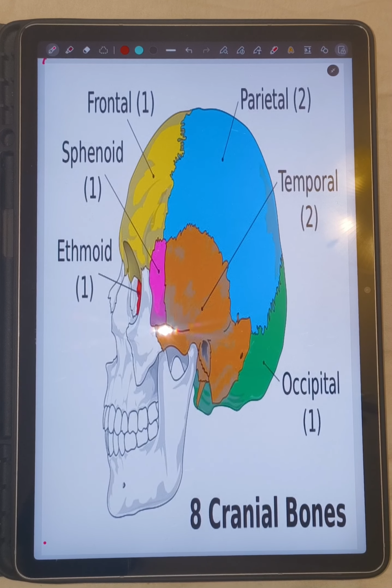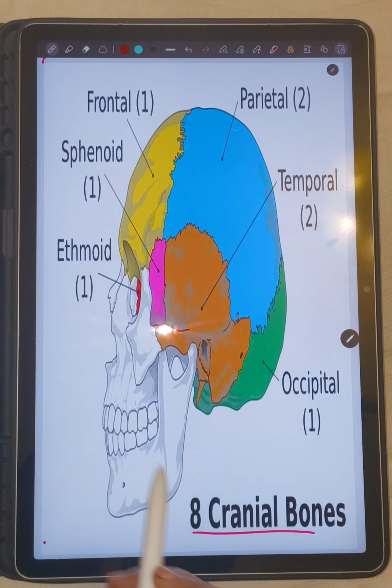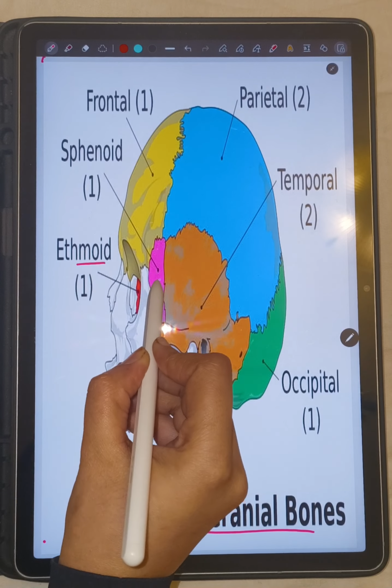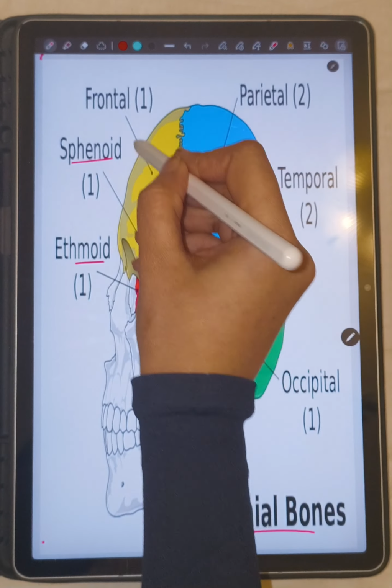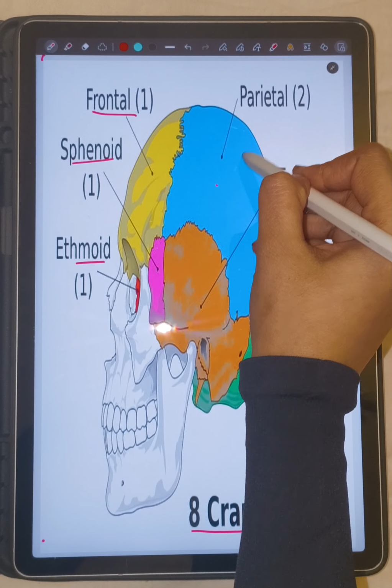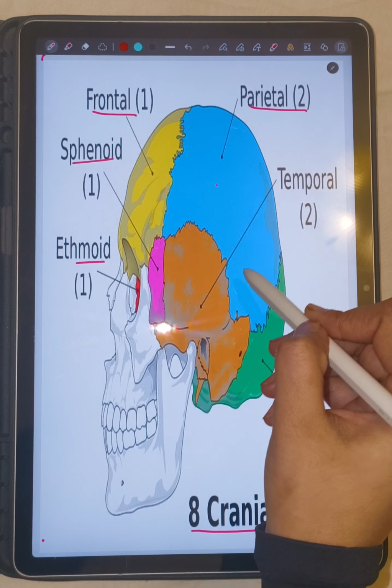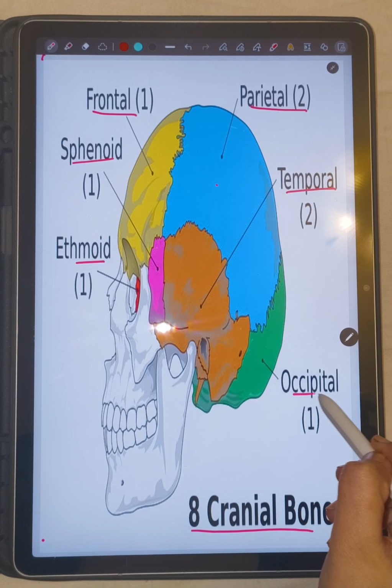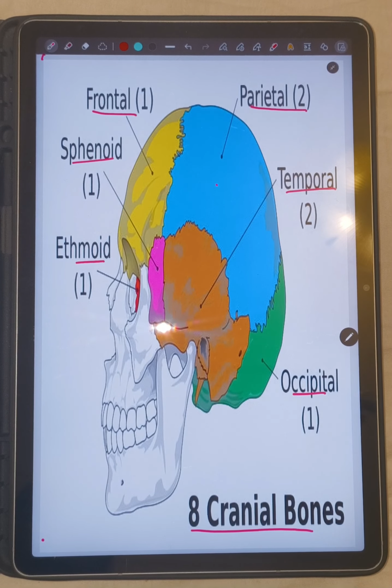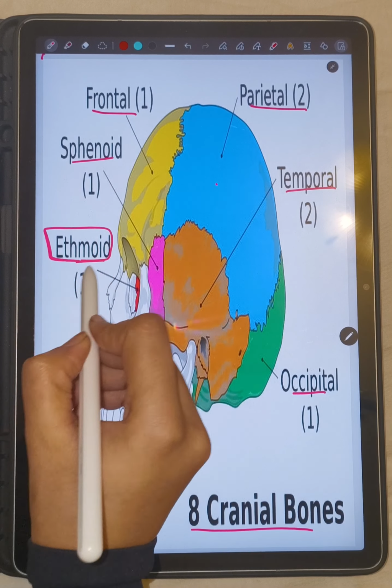In the axial skeleton system, first we will discuss the 8 cranial bones. The red color is the ethmoid bone, the pink color is the sphenoid bone, yellow color is the frontal bone, blue color is the parietal bone, orange is the temporal bone, and the occipital is green in color. Next, first we will discuss the ethmoid bone.